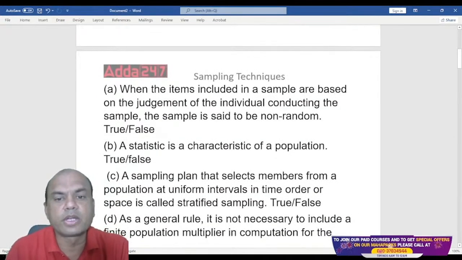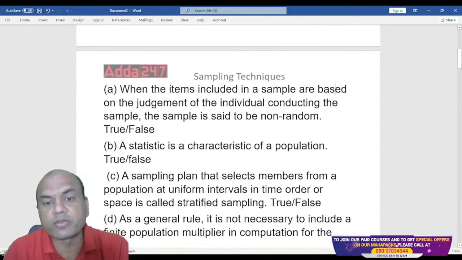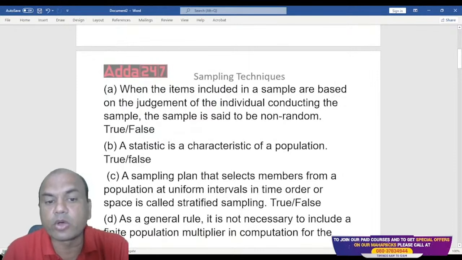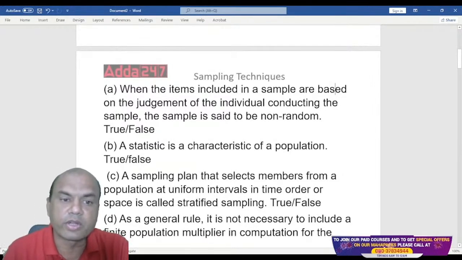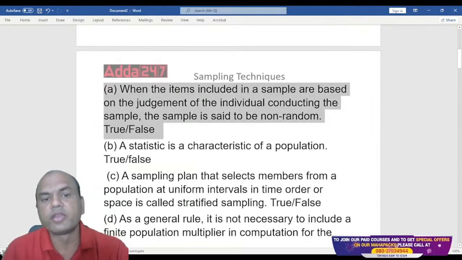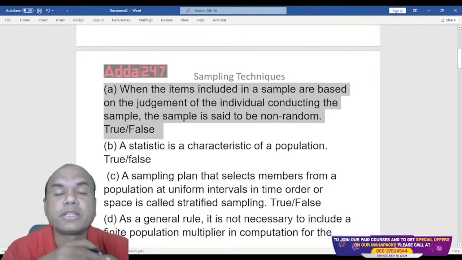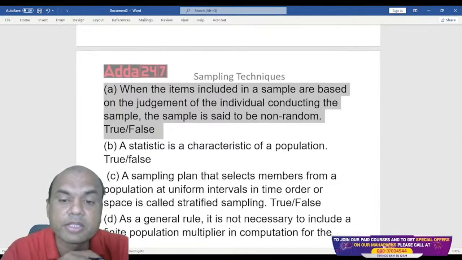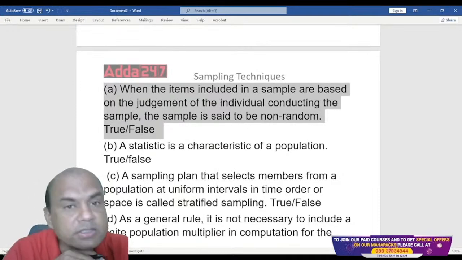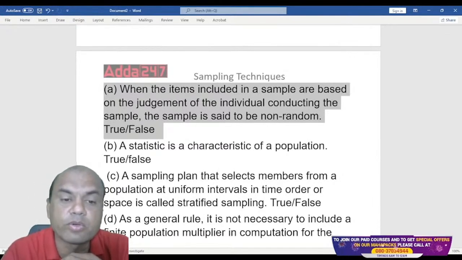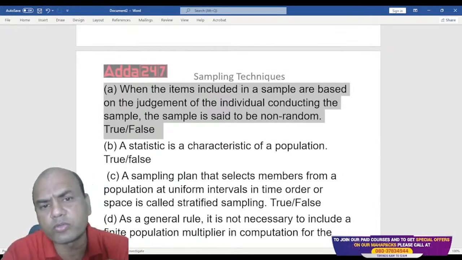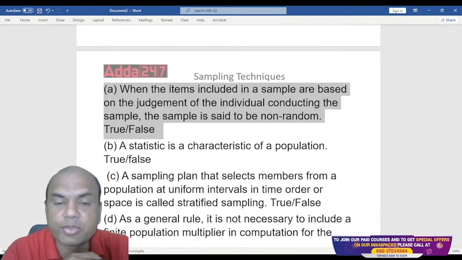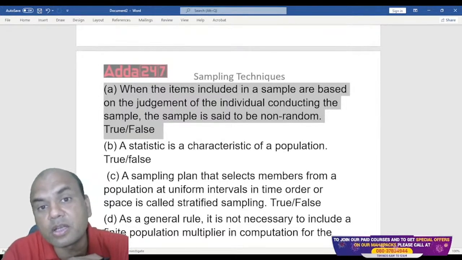When the items included in a sample are based on the judgment of the individual conducting the sample, it is said to be non-random. Is it true or false? We are talking of this A1 now. What do you say, guys? Type in the comment section true or false. I want the answer only in true or false. Judgment of the individual conducting the sample.